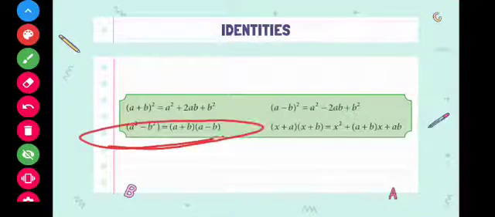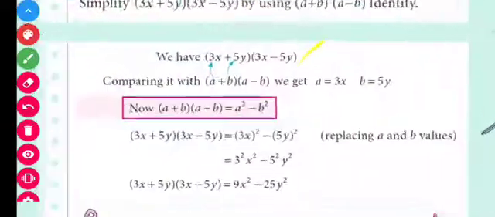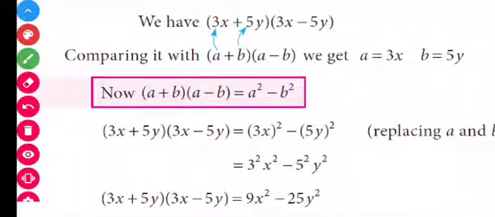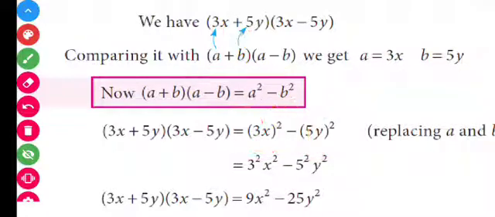It's the third identity. So we know which identity should come here. We have 3x plus 5y into 3x minus 5y. Comparing it with a plus b into a minus b, in the place of a we have 3x, in the place of b we have 5y. So in the place of a square we can substitute 3x square, in the place of b square we can substitute 5y square. 3x square can further be written as 3 square x square, and 5y square can be written as 5 square y square.